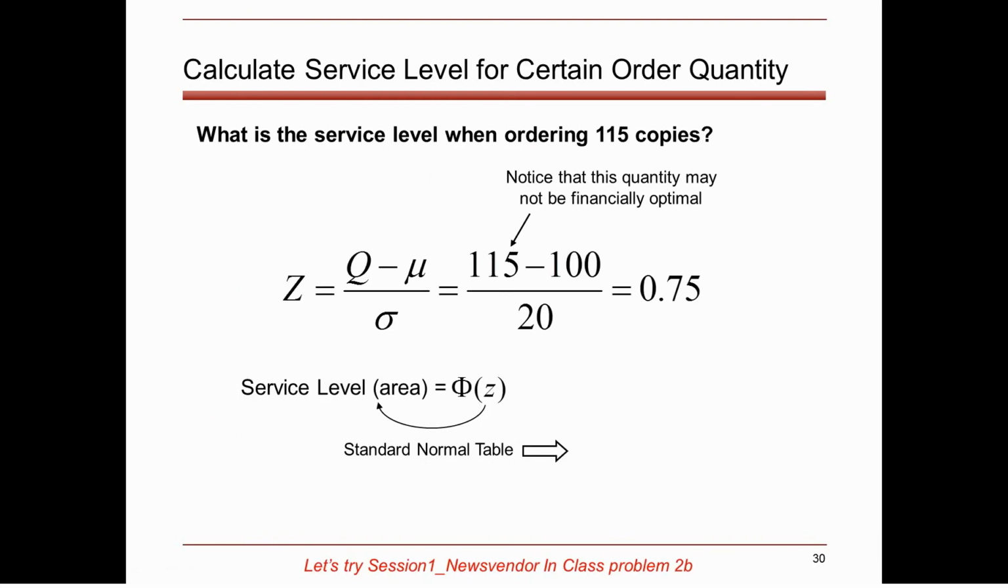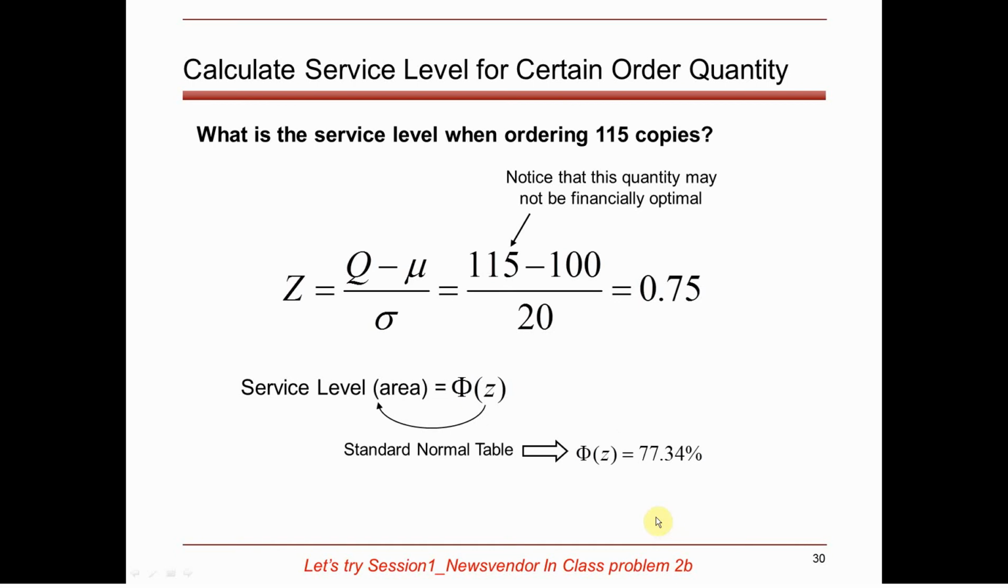Let's take an example. What is the service level if we have 115 newspapers? We know that demand is 100 with a standard deviation of 20 newspapers, so the z-value would be 0.75. Looking at the standard normal table, the standard normal of 0.75 gives us 77.34%. Again, you can look that up in the table or use Excel.